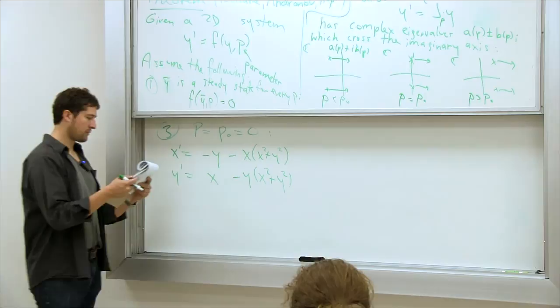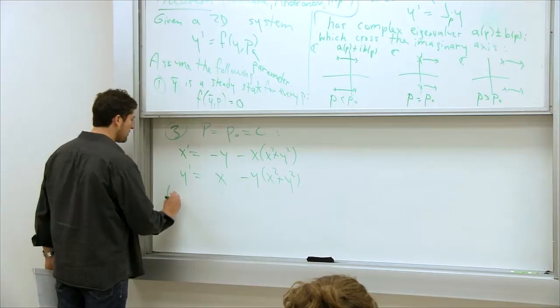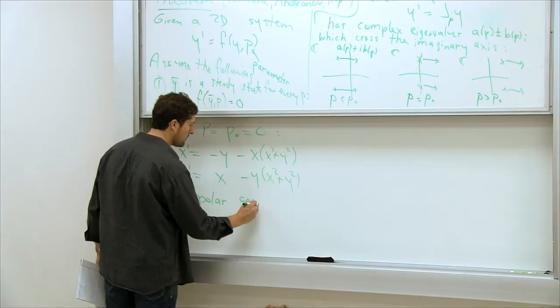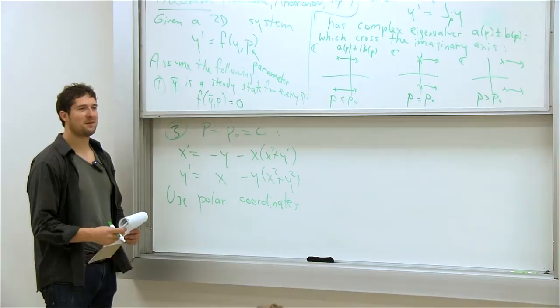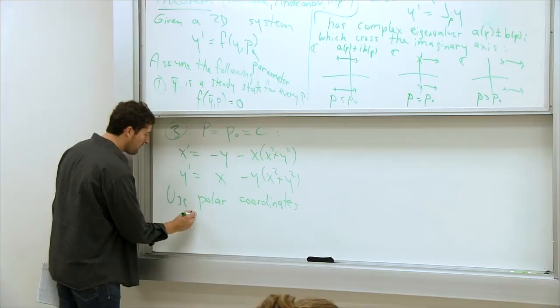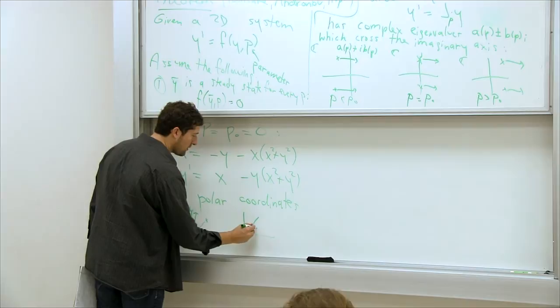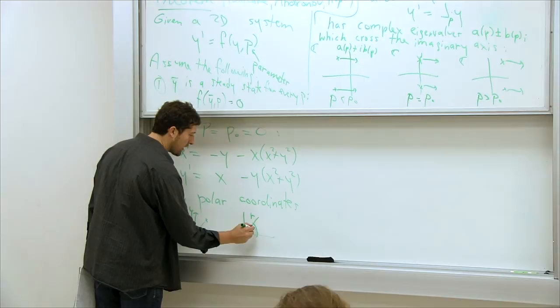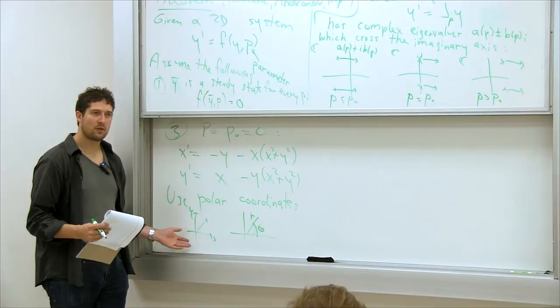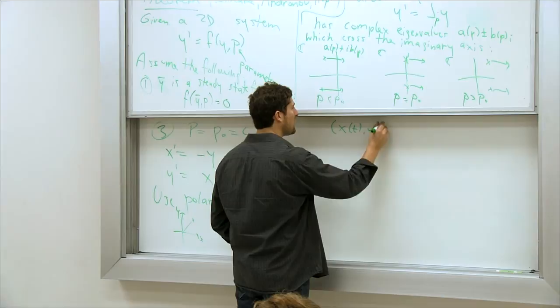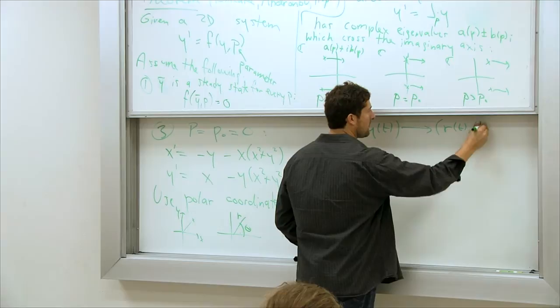Okay, so what we're going to do is make a change of variables, and we're going to use polar coordinates. Did anybody see this coming? Every time that you write a point in space using Cartesian coordinates x and y, you can also write it instead using the radius r and the angle theta. It's just a different way of representing the same point. So you can go from the point x of t, y of t, to the representation r of t, theta of t. Change of variables, okay?